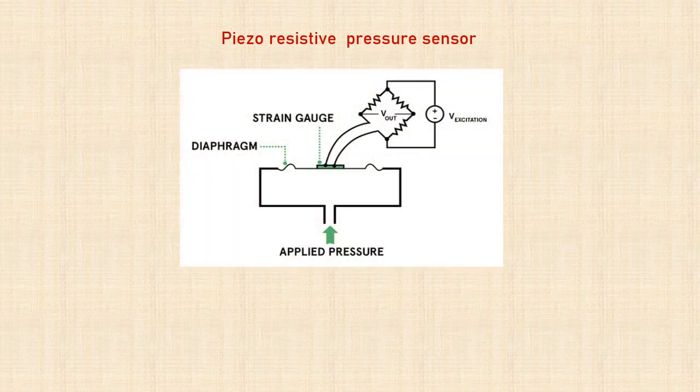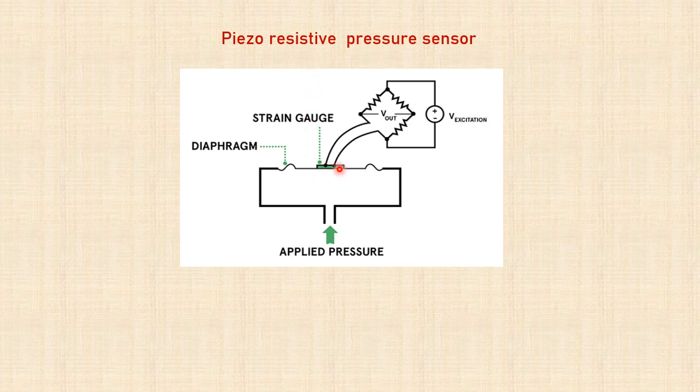Now we again try to understand this piezoresistive pressure sensor. Previously we understood the strain sensor. Now this is a pressure sensor using the same strain gauge. The principle is same, piezoresistive effect. What is piezoresistive effect? I remind you again. The mechanical deformation in a material changes its resistance. So the principle is again simple here.